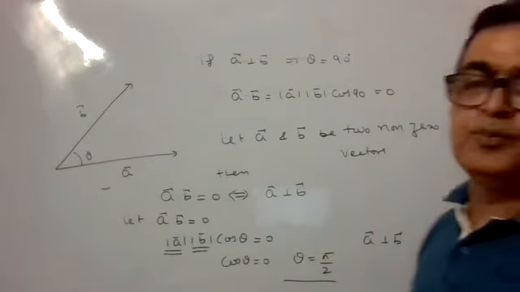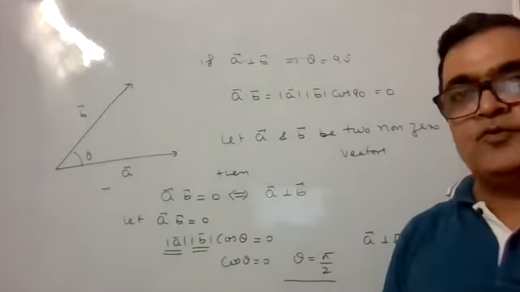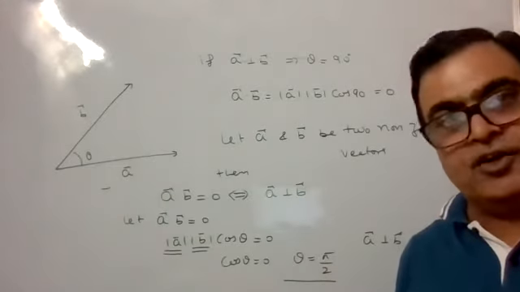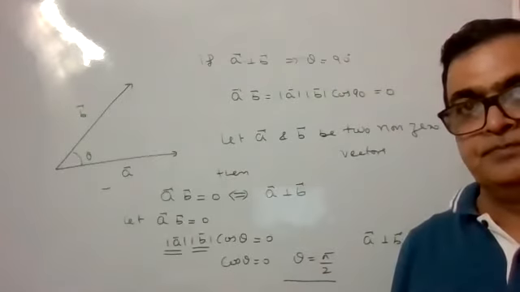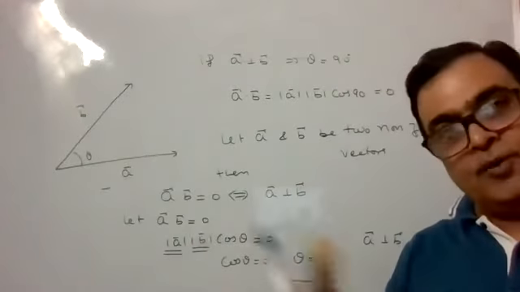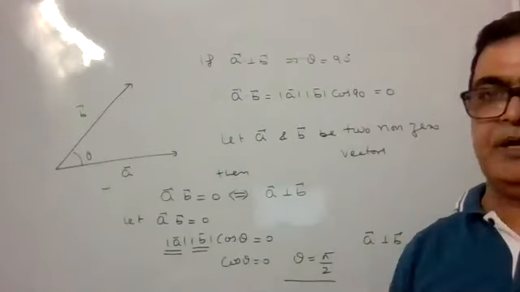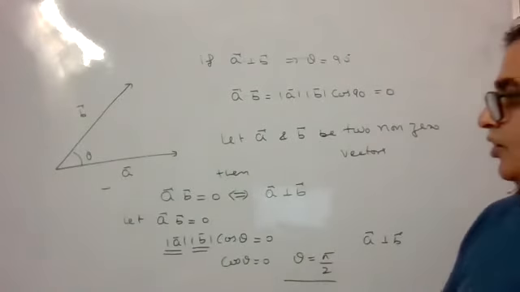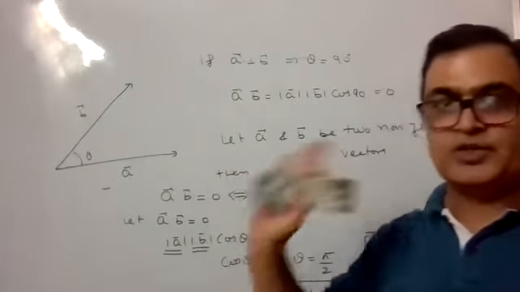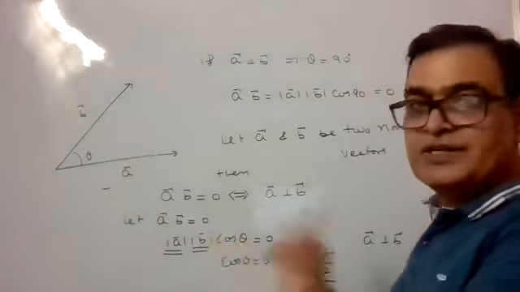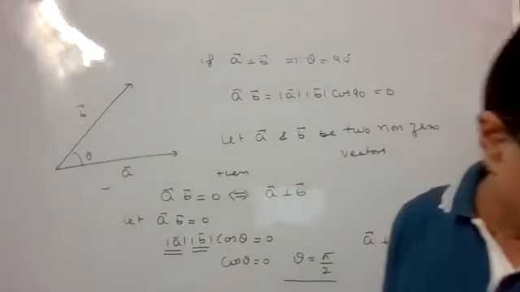So this is a very important result. Whenever you have to show that two vectors are perpendicular to each other, their dot product has to be 0. And if the dot product comes 0, they will be perpendicular. So both ways it is valid. Dot product 0 implies they are perpendicular. If perpendicular, then the dot product has to be 0. So both the conditions must be satisfied.